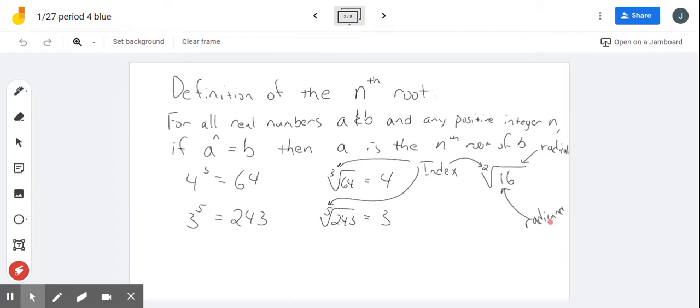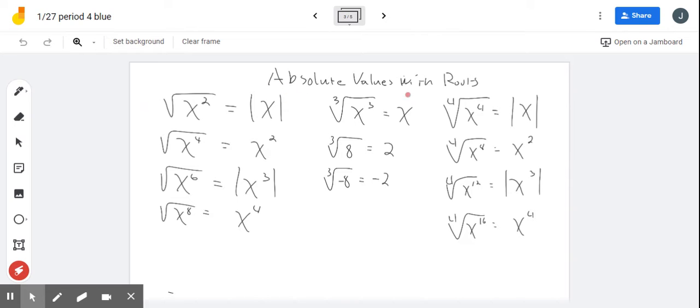The value underneath the radical is referred to as the radicand, and the number that's stated here is referred to as the index. So typically we don't write the 2 here, but that's what's implied when you see the square root symbol. It's assumed that this value is 2, for squaring. But if we're taking a root other than a square root, then the value must be indicated right here.